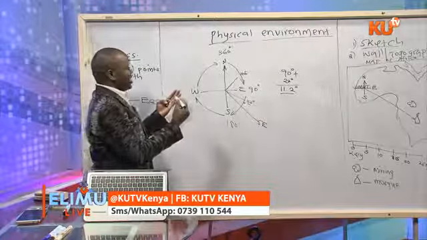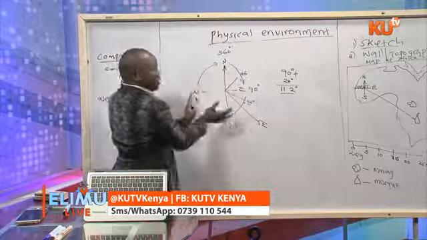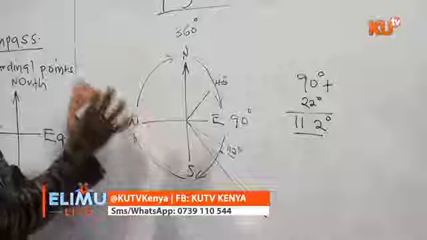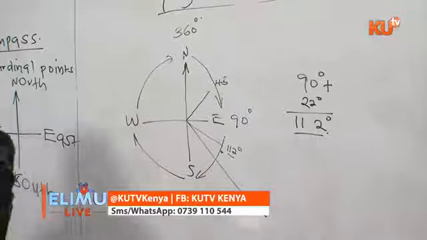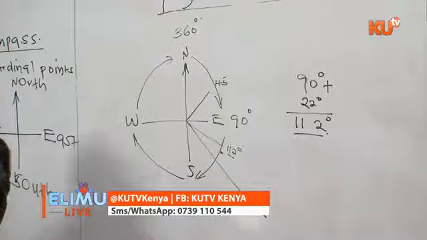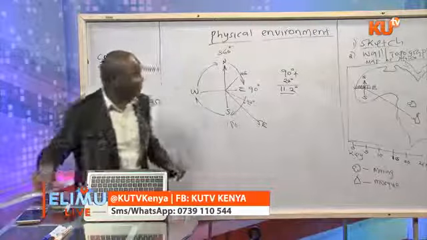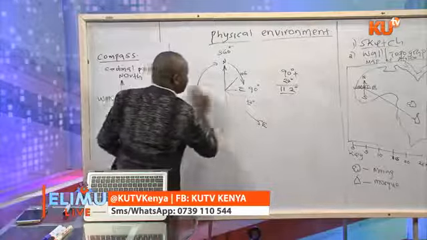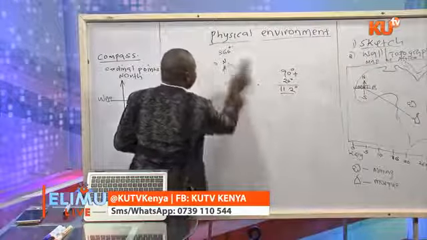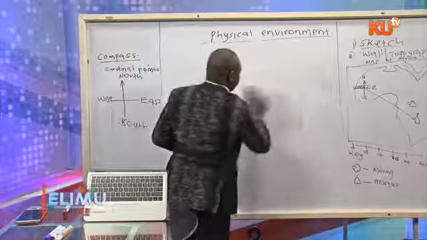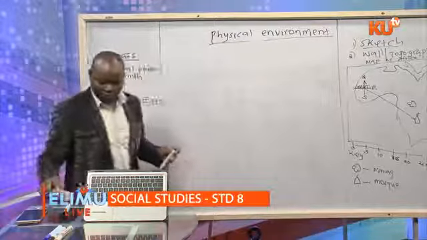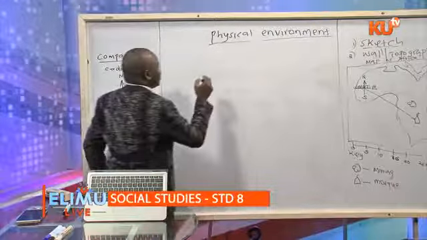So the second part, remember, we are only talking about, this is the first one, which are called the main cardinal points. Then we have what you call the 8 points of a compass. Let us also check the 8 points of a compass.